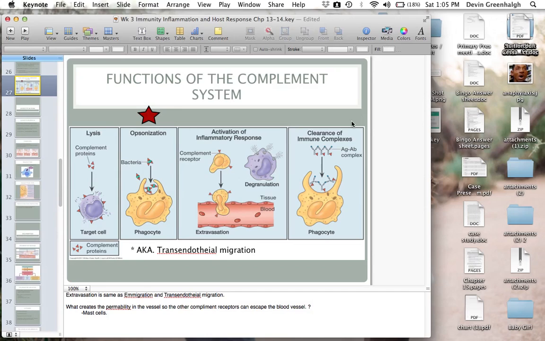Also, let's note, opsonization can be called many things. It can be called extravasation or emigration or transendothelial migration.